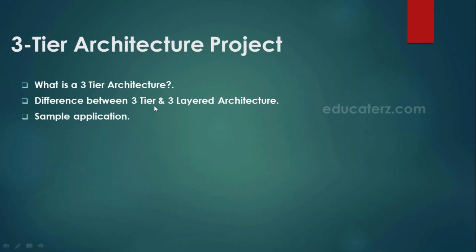The difference is, when you are keeping all 3 projects in a single machine, that's called 3-layer, or if you are keeping all 3 projects in different machines, that is called 3-tier. It will be an important interview question, so please be confident in explaining the differences between 3-tier and 3-layer. And we have seen a sample application also.